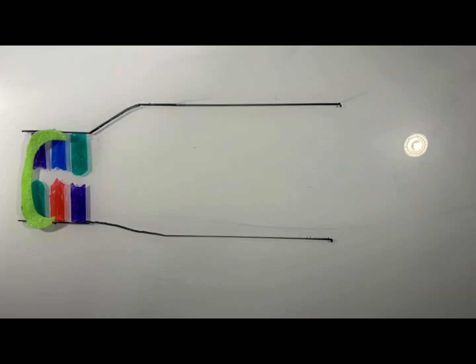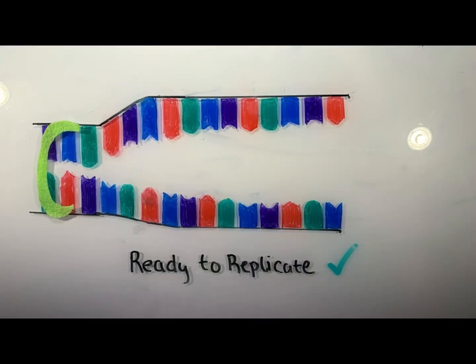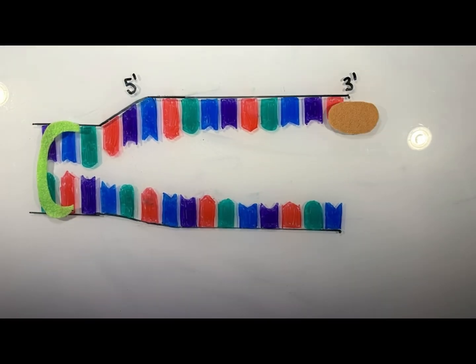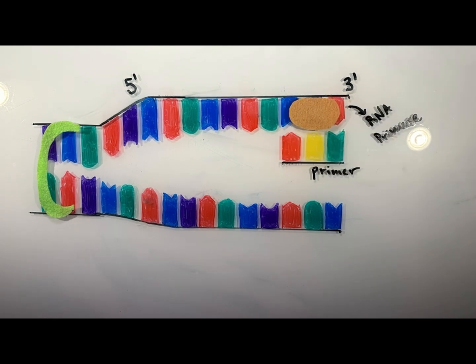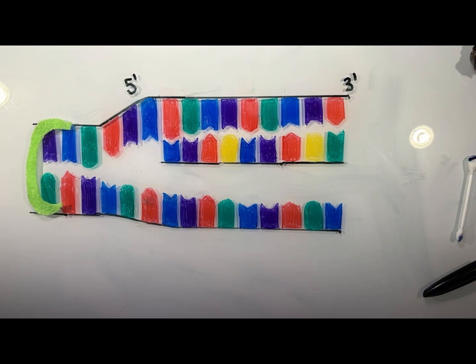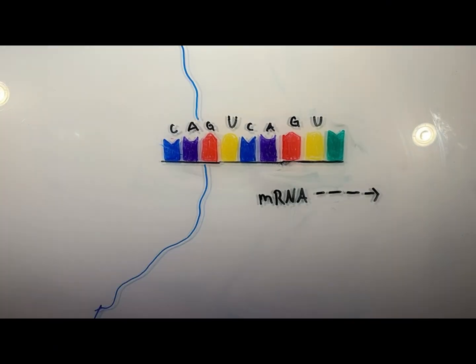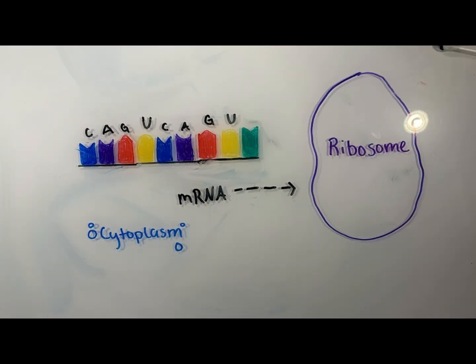It is aided by topoisomerase, an enzyme that unwinds the double helix structure, relieving tension ahead of the replication fork. RNA polymerase synthesizes a primer in the 5' to 3' direction and allows the polymerase to transcribe the DNA into RNA. C goes to G, T goes to A, and A goes to U. The strand that is produced is messenger RNA, which is sent out of the nucleus into the cytoplasm, where it meets a ribosome to initiate translation.